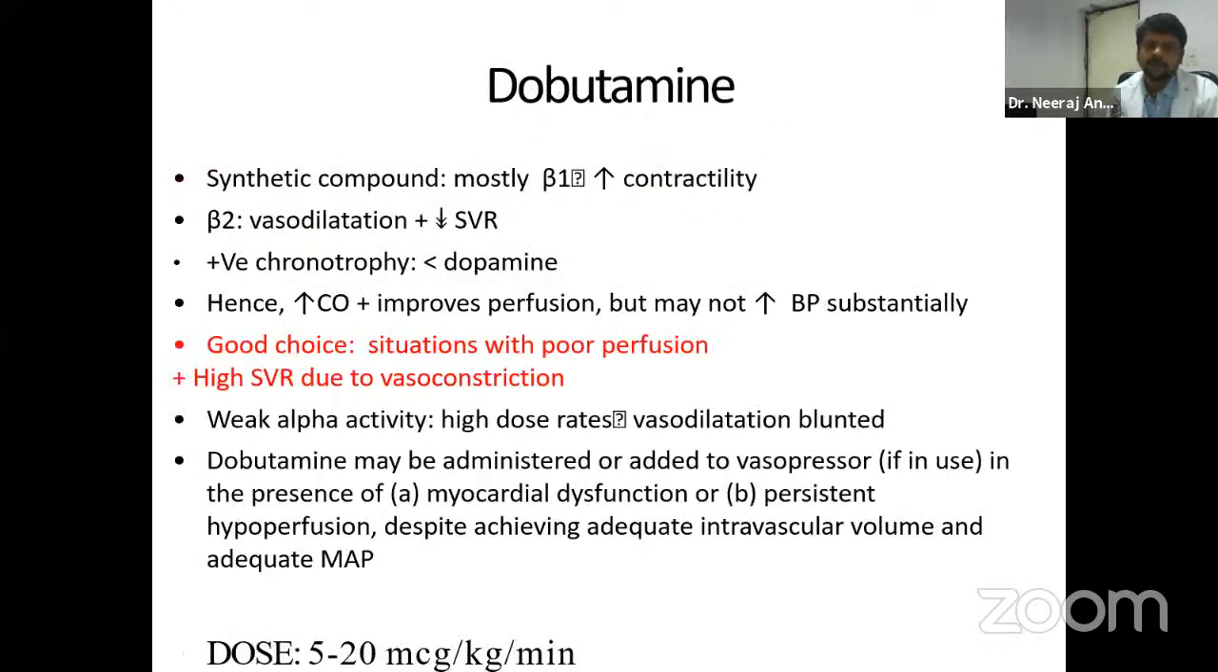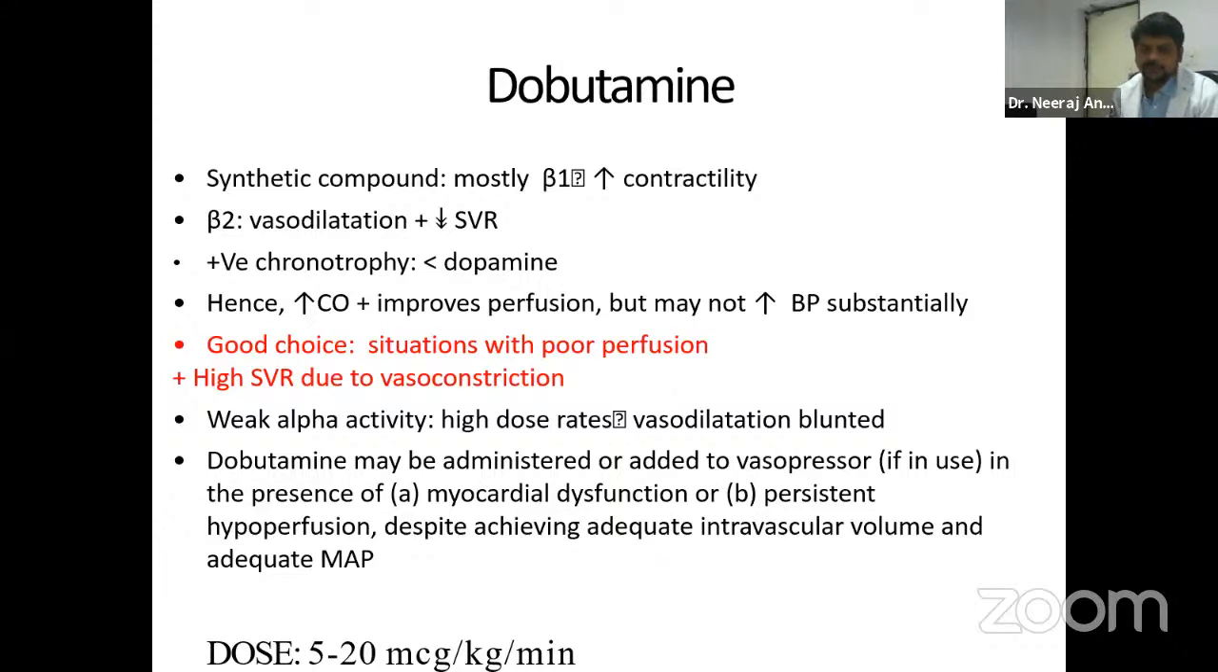Dobutamine is a synthetic compound with effect mostly on beta-1 receptors. So due to effect on beta-1 receptors, it causes increase in cardiac contractility. It also has effect on beta-2, which leads to vasodilatation and decrease in systemic vascular resistance. It has positive chronotropic effect, that is increases heart rate, so ultimately increases cardiac output. Therefore, there will be increase in cardiac output, which leads to increase in perfusion.